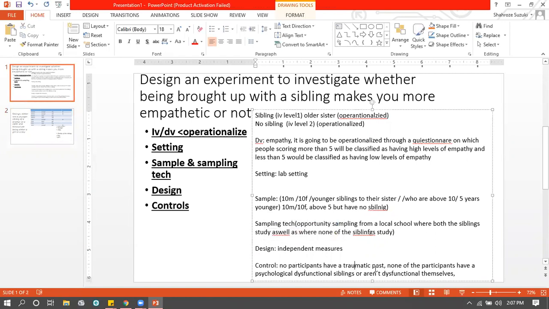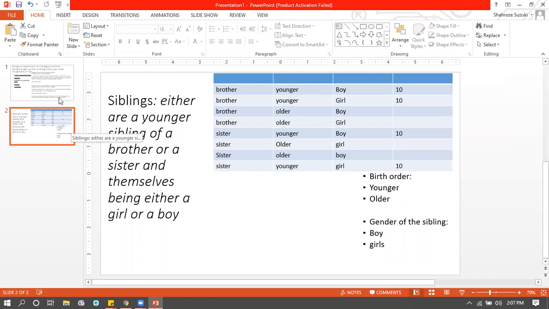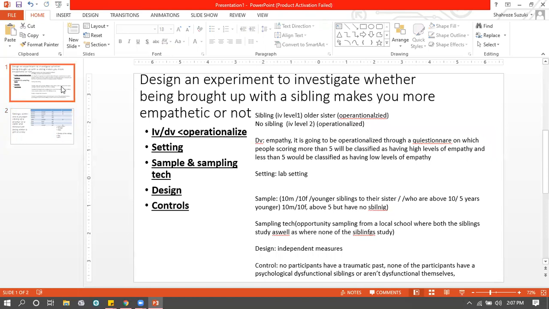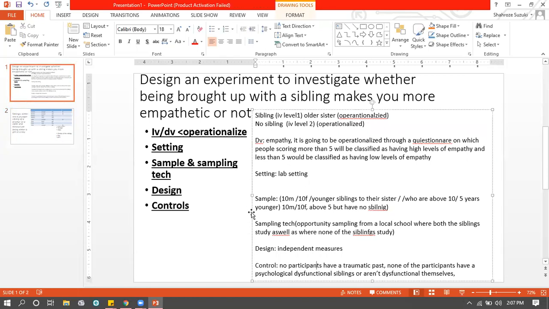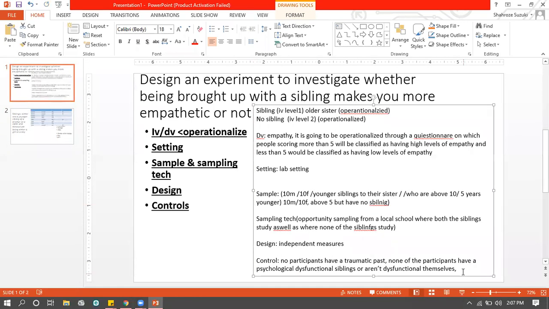Controls. You said that people would not have past traumas. People are psychologically well themselves. Their siblings are well. What else did you control? Did you think the age difference between siblings would be a factor, but you chose to keep it the same, right? You chose to keep it at 5 years for every single person. So do you think by keeping it the same, you control the extraneous variable of age difference? So the age gap, you control.